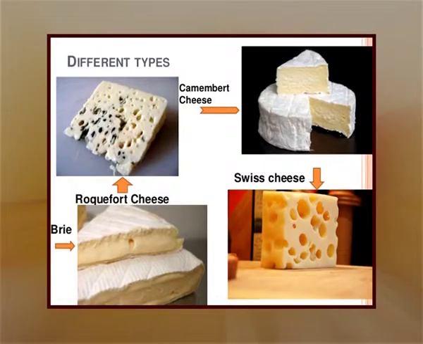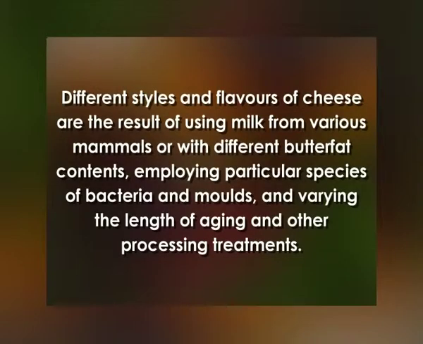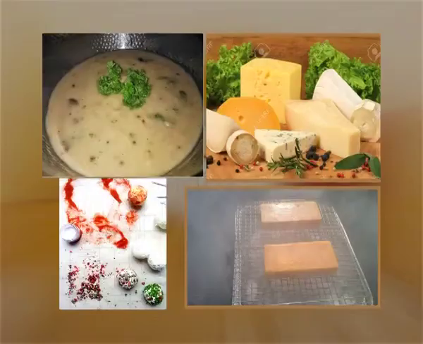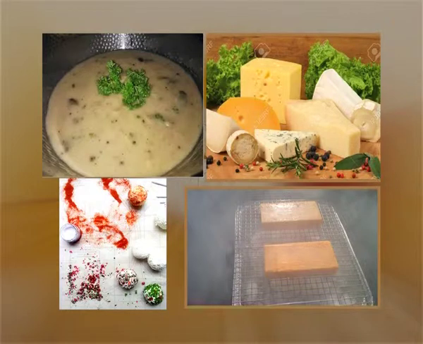There are hundreds of types of cheese produced all over the world. Different styles and flavors of cheese are the result of using milk from various mammals or with different butterfat contents, employing particular species of bacteria and molds, and varying the length of aging and other processing treatments. Other factors include animal diet and the addition of flavoring agents such as herbs, spices or wood smoke. Whether the milk is pasteurized may also affect the flavor.